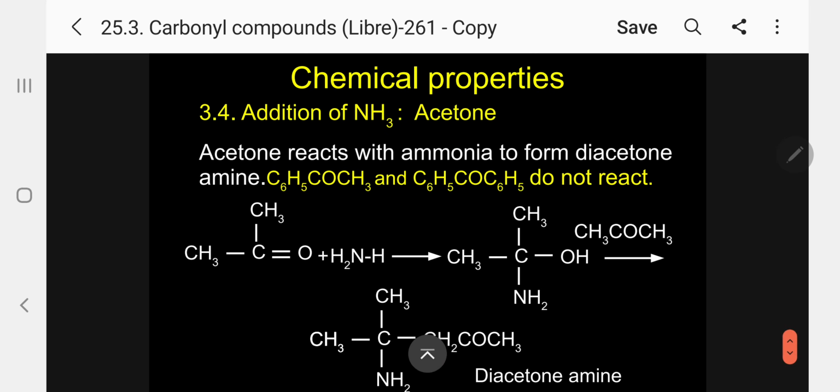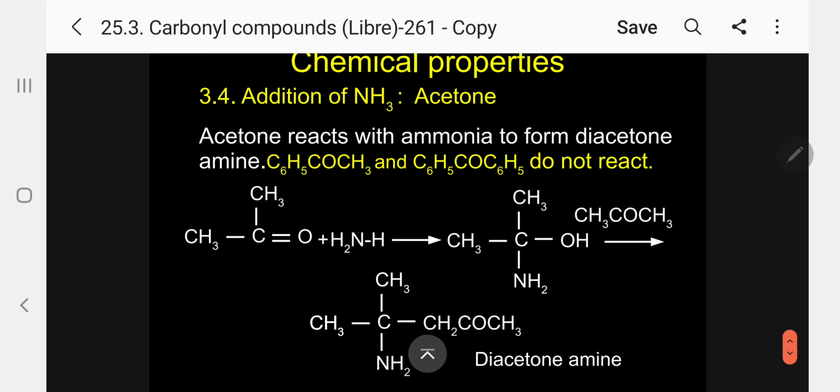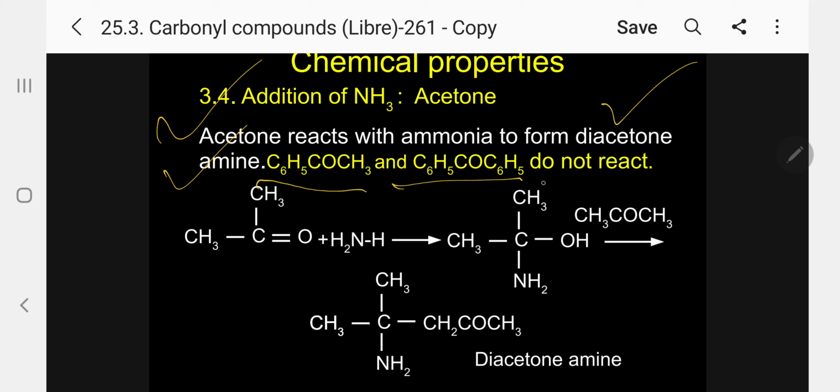Then coming to acetone, a ketone. I told you, addition reaction. Aldehydes, acetaldehyde and acetone undergo addition reaction. So this acetone undergoes addition reaction. Acetone reacts with ammonia to form diacetoneamine, whereas acetophenone and benzophenone do not undergo addition reactions.